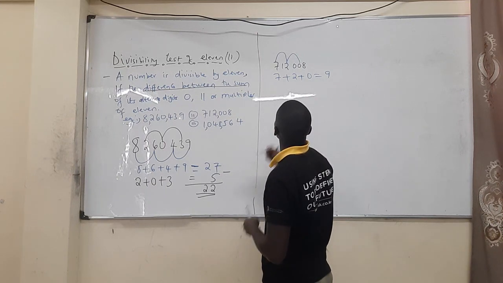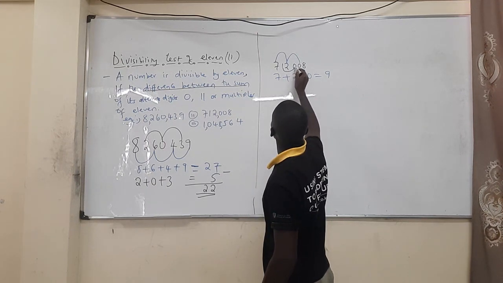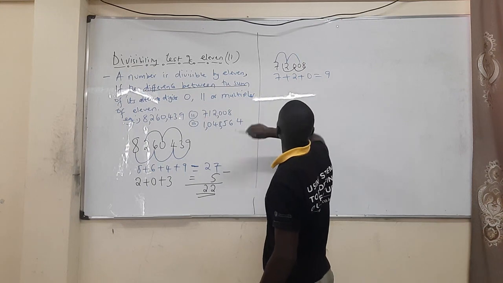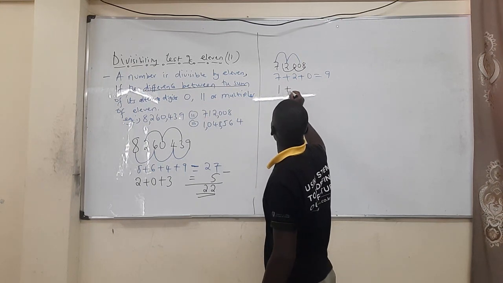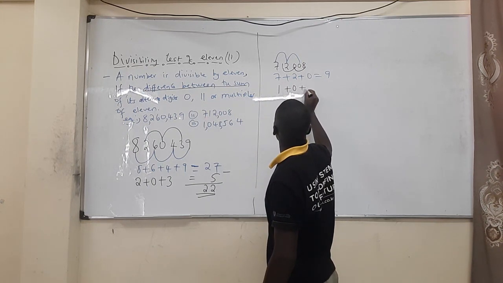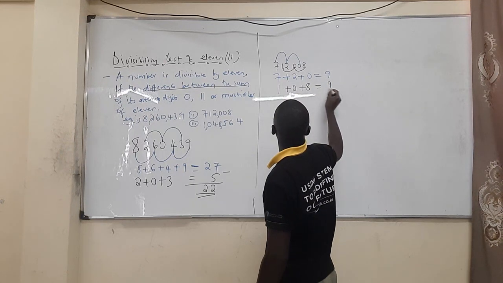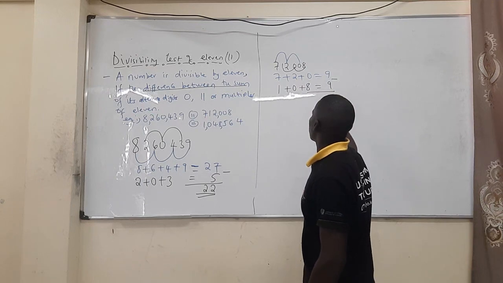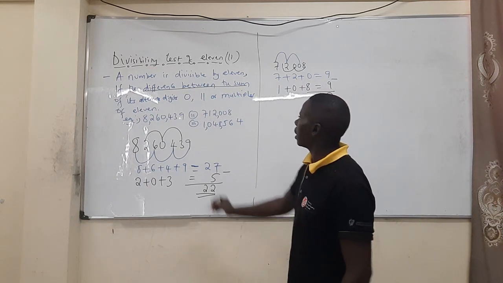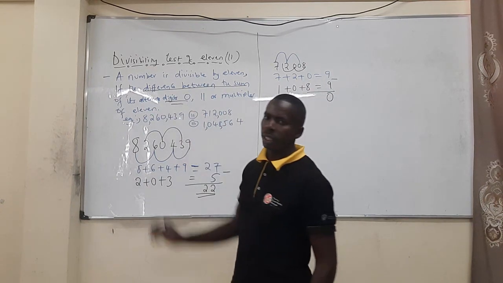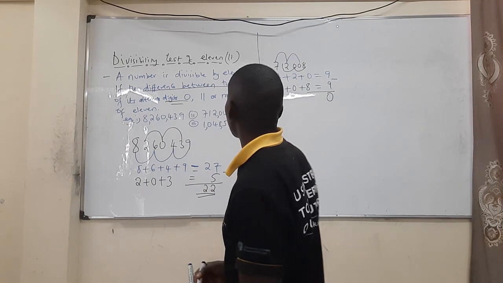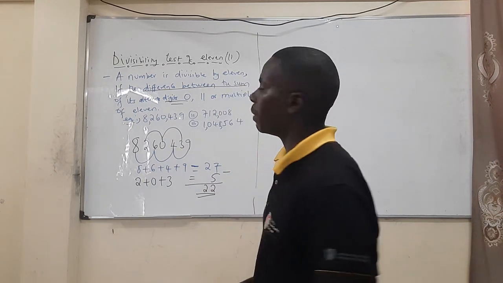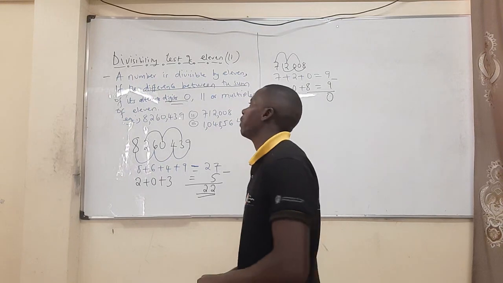Then the other one is 1 with 0, then 8. So we have 1 plus 0 plus 8, and this gives you 9. So when you subtract the two sums of the alternates, you get 0. And there you go. Our number 712,008 is divisible by 11.